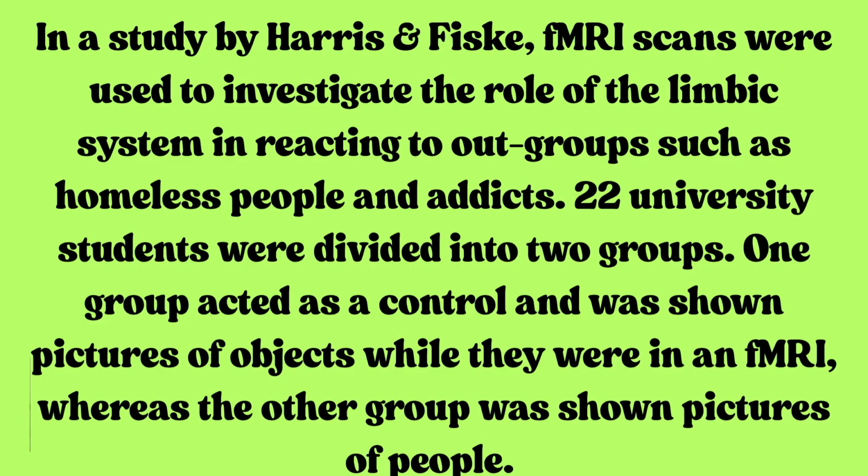Now next I write a supporting study that used an fMRI, and this is what I write. In a study by Harris and Fiske, fMRI scans were used to investigate the role of the limbic system in reacting to outgroups such as homeless people and addicts. 22 university students were divided into two groups. One group acted as a control and was shown pictures of objects while they were in an fMRI, whereas the other group was shown pictures of people.